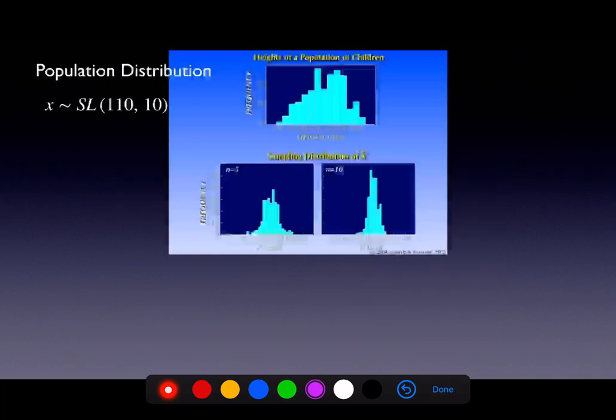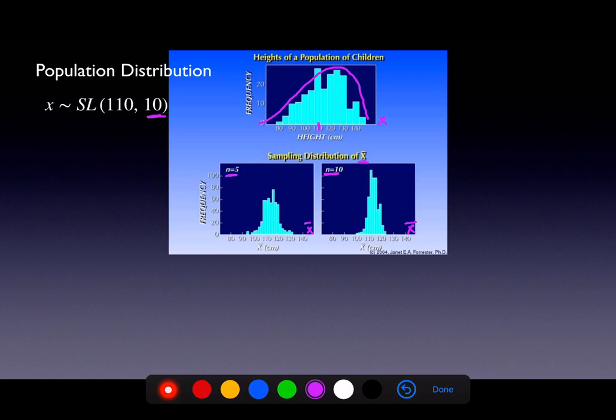All right, so now let's counter that. Let's say I started with a population distribution, and you can see it here. It's slightly skewed left, or I'll just say skewed left. 110 is under the peak, and it's got a standard deviation of 10. Now here, I'm graphing samples, right? I took samples of size 5 and graphed their averages, and samples of size 10 and graphed their averages. So again, if we're thinking of labels, an X bar would go here, an X bar would go here, but an X would go here.